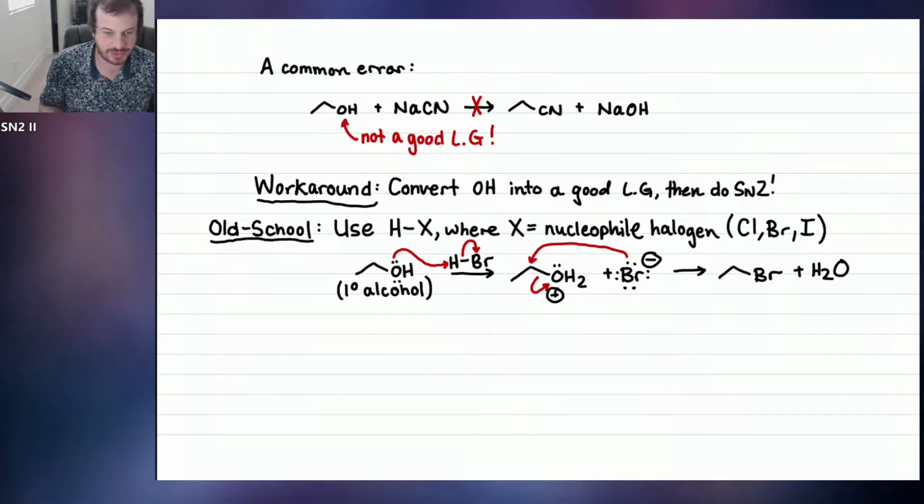All right. So this is a cool transformation. You can take a primary alcohol, treat it with HBr, HCl, or HI, and replace the OH with a halogen. Now, this reaction is quite bad.